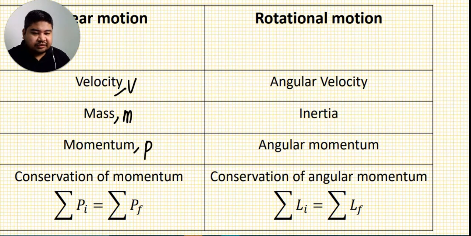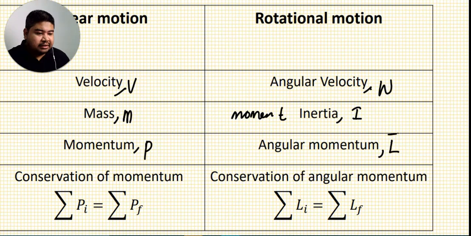In rotational motion, instead of velocity, we have angular velocity. Instead of mass, we have moment of inertia I. So instead of just momentum, we have angular momentum. The symbol for angular momentum is L, and angular momentum is also a vector. So in rotational motion, we have conservation of angular momentum, where the initial momentum of the system is going to be equal to the final momentum of the system.